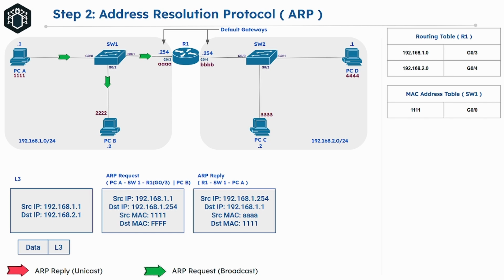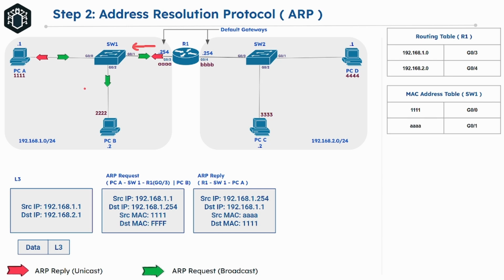Just like the request, the ARP reply also contains crucial fields, but now the source IP is the router and the destination IP is PCA. The source MAC is the router's MAC address, but notice the destination MAC. This time, the destination MAC is not broadcast. It is PCA's MAC address 1111, which means this is a unicast message. So instead of sending to everyone, the reply is sent directly to PCA.